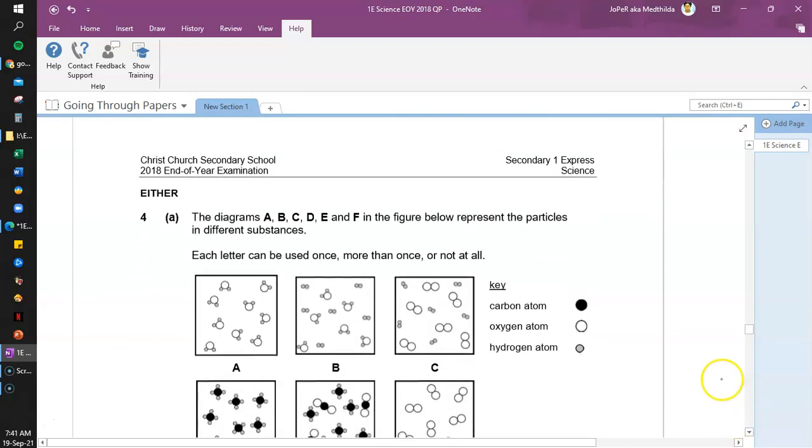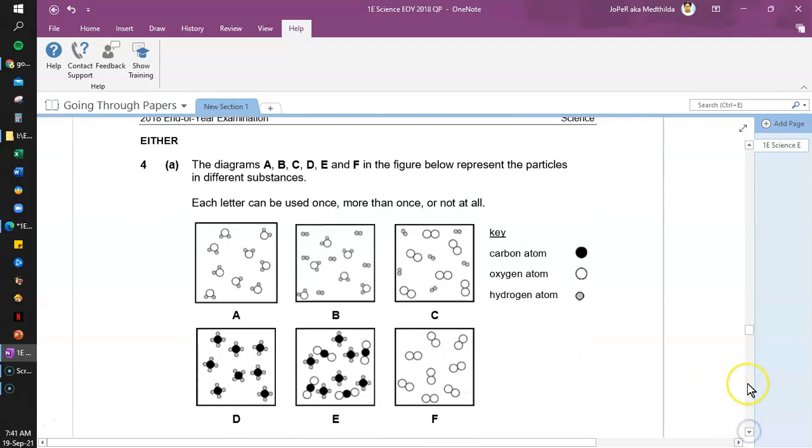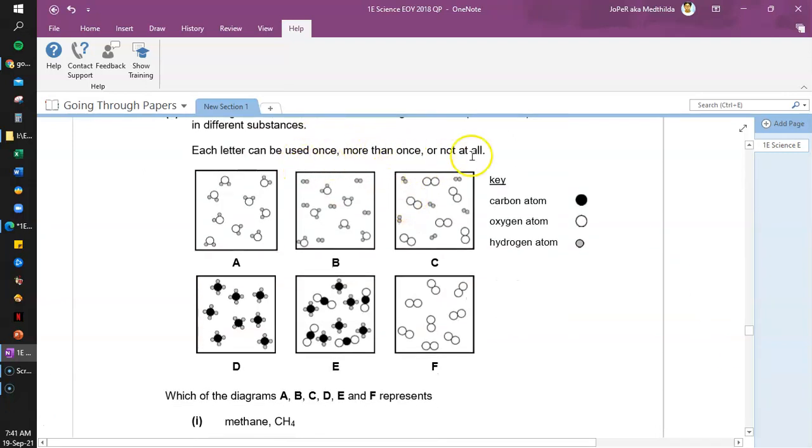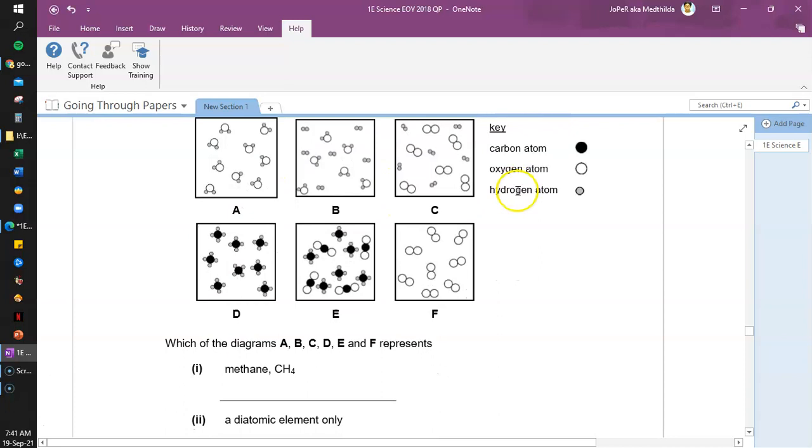Now let's look at this question here. Diagrams A, B, C, D, E, F in the diagram below represent particles in different substances. Each letter can be used once, more than once, or not at all. Take note, carbon is this dark circle over here, oxygen is the white one, and hydrogen is the green one.